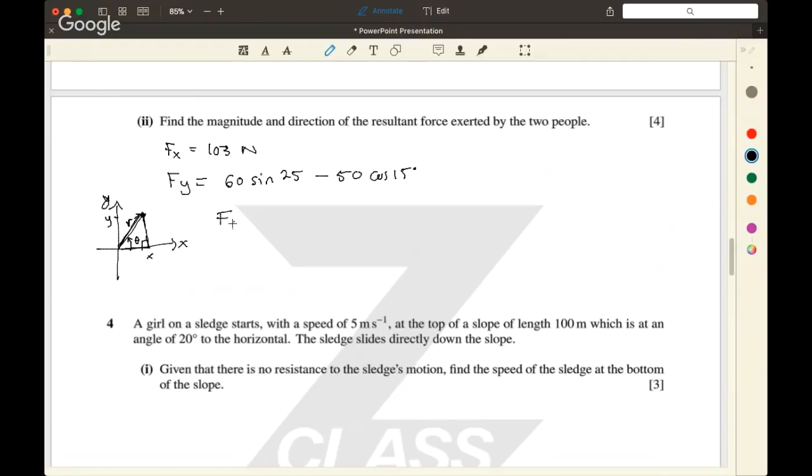So if instead I'm in polar coordinates, my force, the magnitude of my force, is the square root of Fx squared plus Fy squared. And my angle, well, you recognize that the tangent of theta is opposite, which is y, over adjacent, which is x. So theta is going to be equal to inverse tangent of y over x, or Fy over Fx.